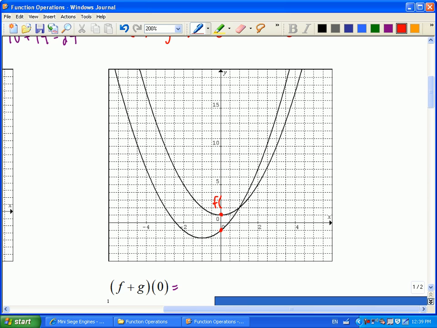Oh, sorry, I guess we should all agree. How's this? Does that work? F and G? Or did I pick the wrong ones? Which ones should we agree on? Is that okay? Yeah. Okay.